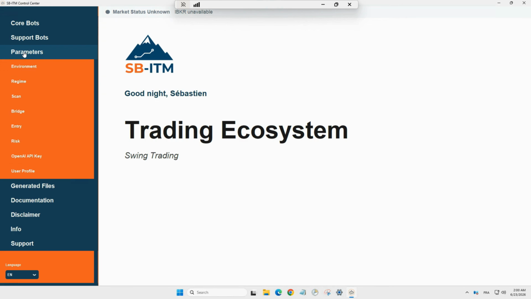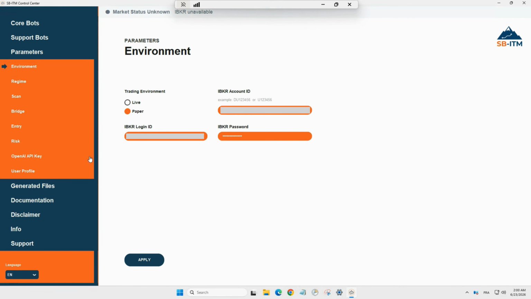Before running the workflow, the user verifies the active environment. For this live demo, the system is configured to run in paper trading mode, clearly separated from the live environment. Once the environment is confirmed, the settings are applied, and the user continues to the next operational parameters.